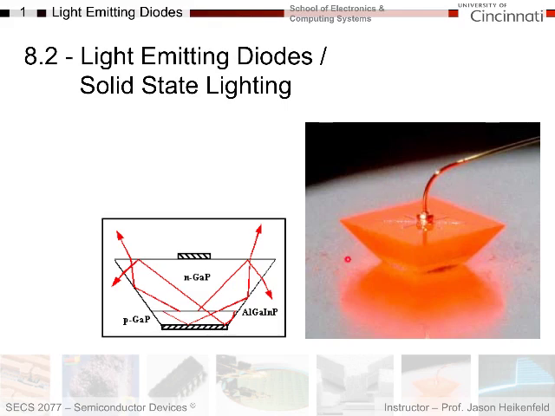I've got a semiconductor diode here, and you can see it's in action because it's emitting light. Here's your wire contact. I can see there's some current spreading with some gold fingers that are spread out here. You can see the orange light emission coming out of this thing.